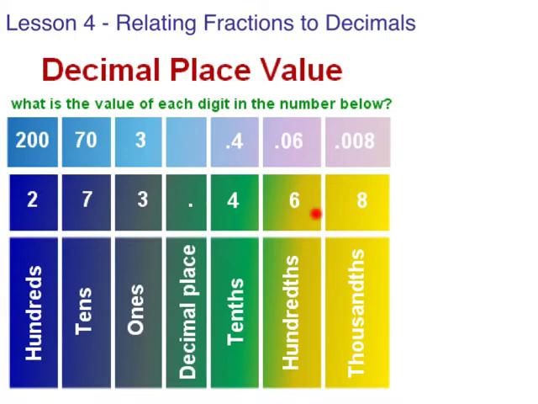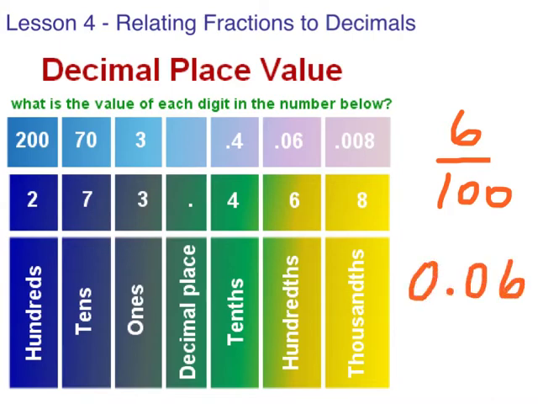Next we have this 6, and it's in the hundredths spot, which means that it's 6 out of 100. So 6 out of 100, there are 100 pennies or cents in a dollar, and if you have 6 of them, you have 6 cents. So it is written as a decimal like this, 0.06.